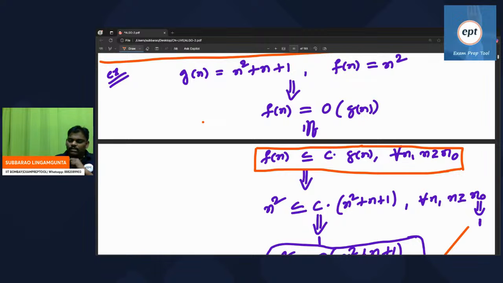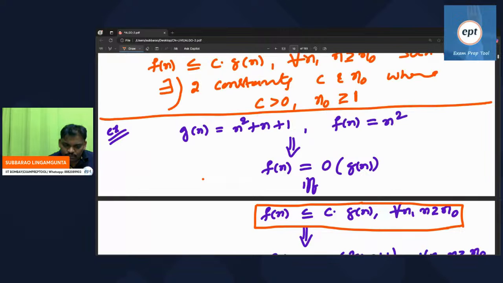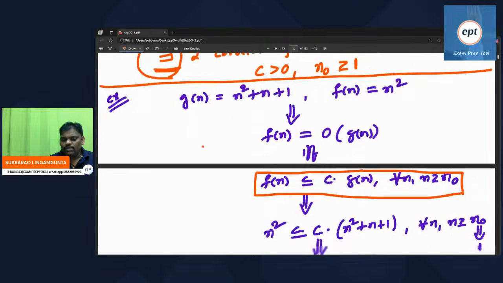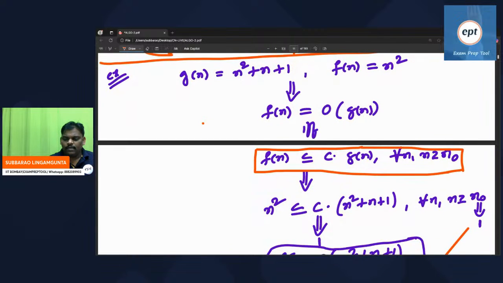Yeah, there may be. So that is the reason, Sunny. If you observe clearly, there exist two constants, C and n0, where this condition holds good. There exist. It is not for all. You can take anything. Nice question you are asking. There exist means there may be so many pairs. It is saying that there exist.